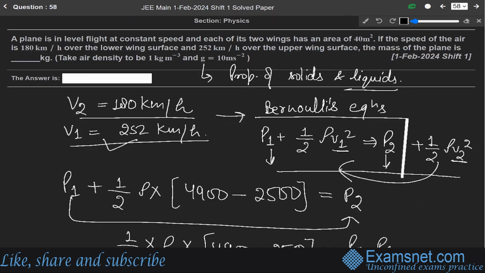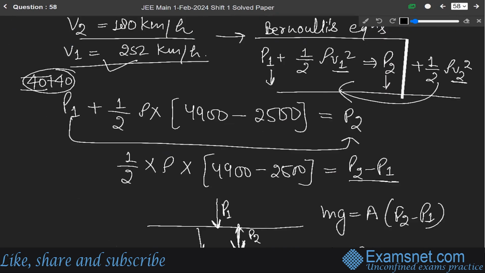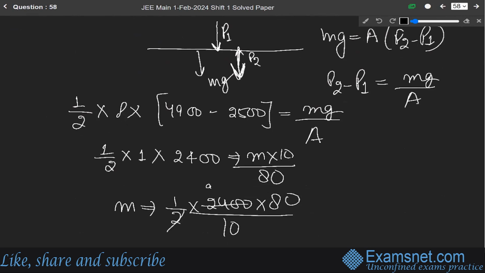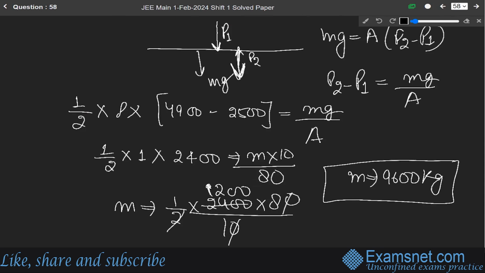This area will be 40 meter square, means upper and lower. So 40 plus 40 means 80. So area will be 80. Solving it, we get m is equal to 1 by 2 into 2400 into 80 over 10. 12000 cancel. So m will be equal to 9600 kg. This is our final answer.